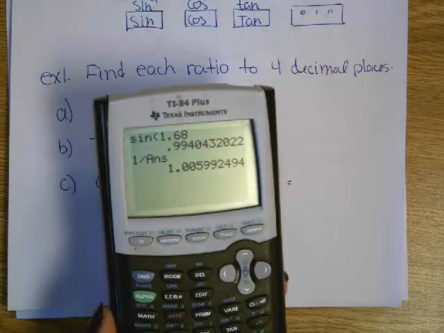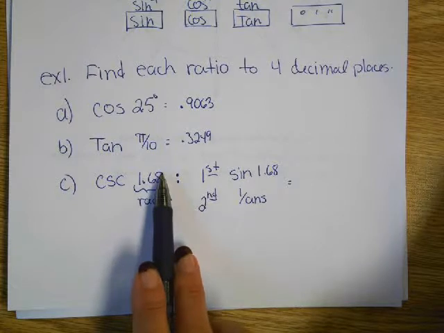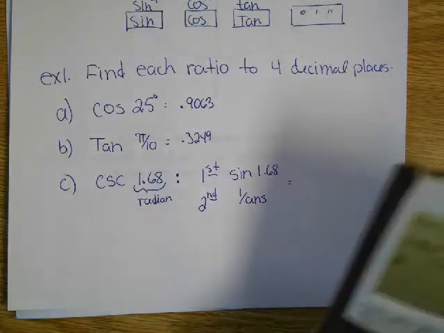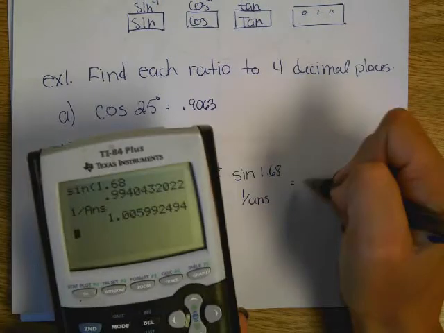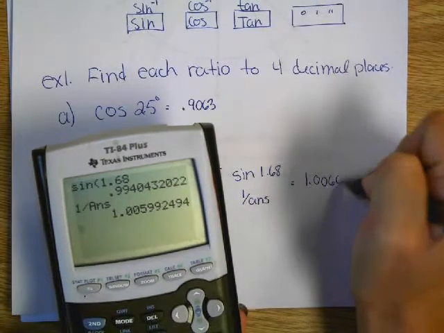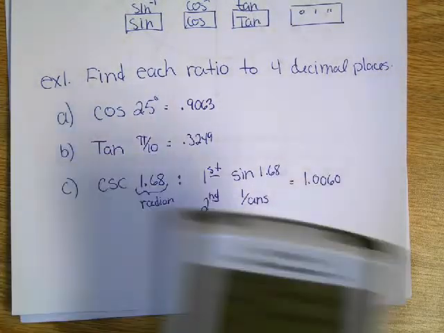Yeah? How'd you know that 1.68 was a radian? Because there's no degree on it. We have a symbol for degree, we have none for radian. Okay, good question. So 1.0060. I asked for 4 places.